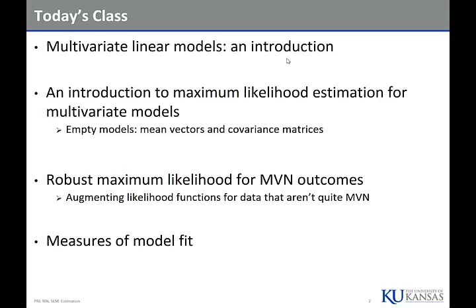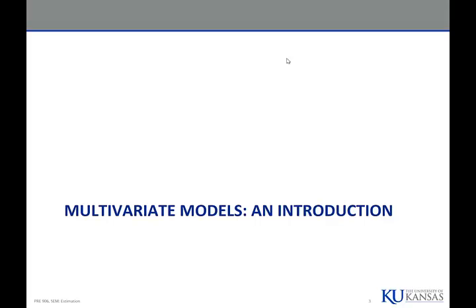But then we're going to jump into maximum likelihood estimation for it. And we're going to dive in through path analysis. So I'm going to start off with an introduction as we go along. Before we start, any questions?